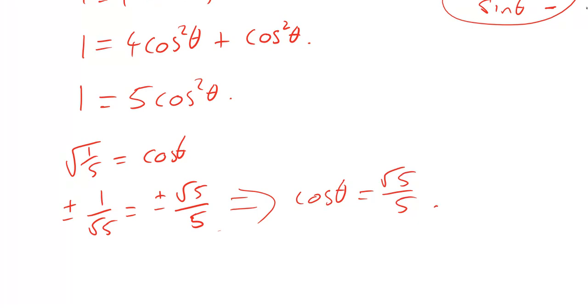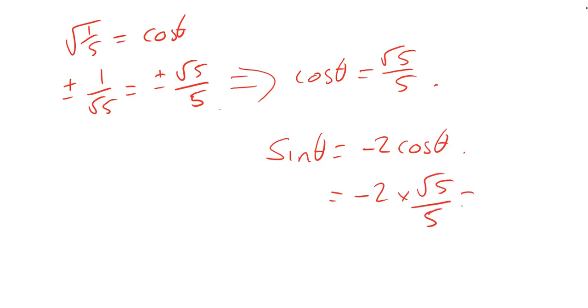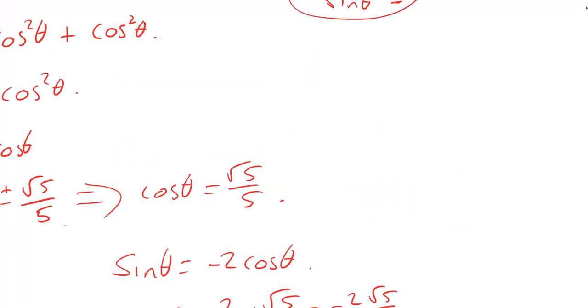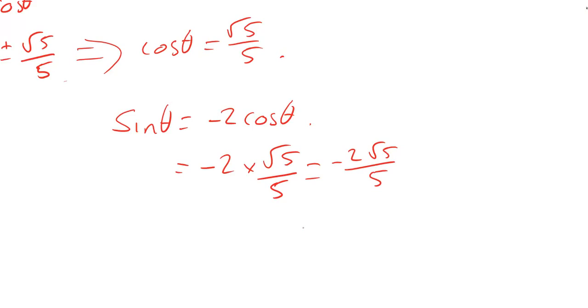Now, finding sine theta after this point is quite simple because we already know that sine theta is -2 cosine theta. We did that right back at the top. So we can swap this in, -2 times root 5 over 5, which is going to be -2 root 5 over 5. That'll do. And it's negative, and that is exactly what we'd expect. Sine theta is negative. So there we go. Sine theta equals -2 root 5 over 5.